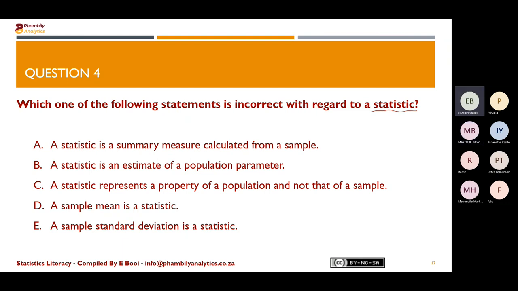A statistic is a summary measure calculated from a sample. A statistic is an estimate of a parameter. We're looking for the incorrect one, right? A statistic represents the property of a population and not that of a sample. A sample mean is a statistic. It's a measure calculated from a sample. A sample standard deviation is a statistic. Which one? A, B, C, D, or E?